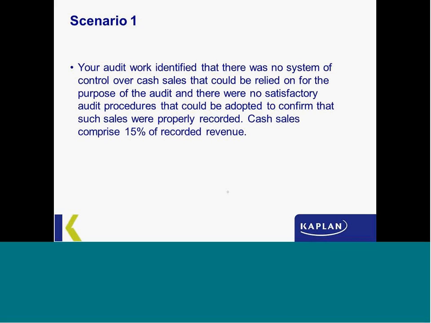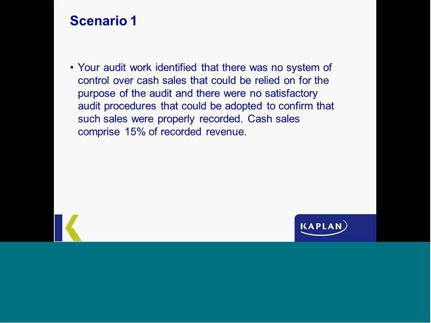It's a limitation of scope because I can't collect sufficient audit evidence. And that's what it is really. No satisfactory audit procedures could be adopted to confirm that sales were properly recorded. So one, is it a disagreement? Is it a limitation of scope?